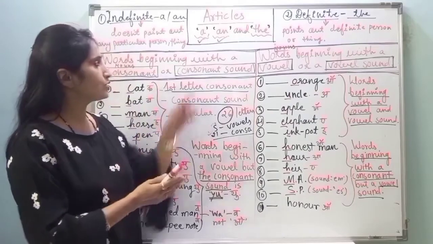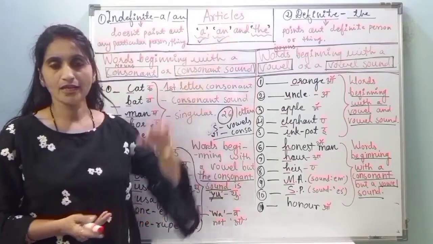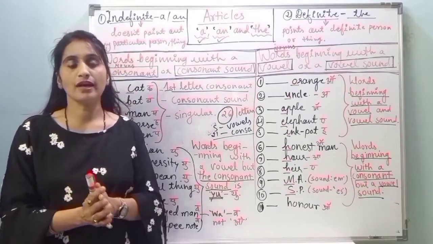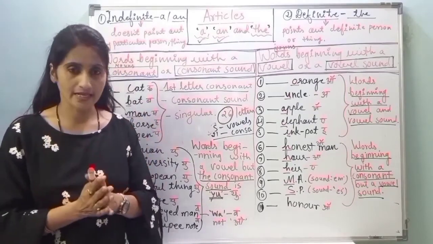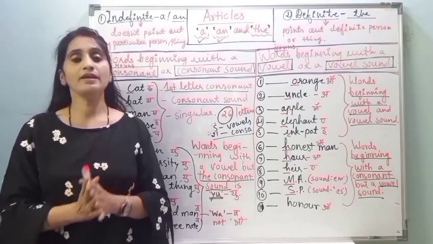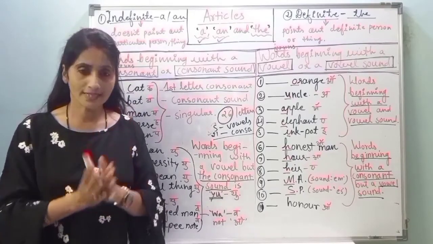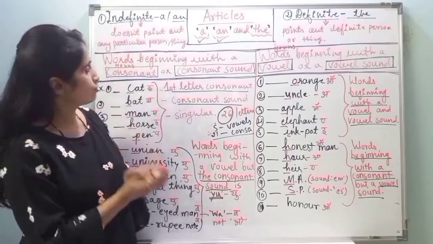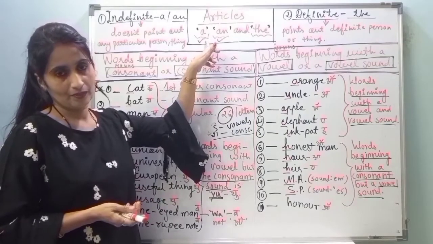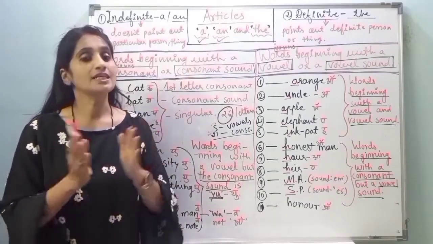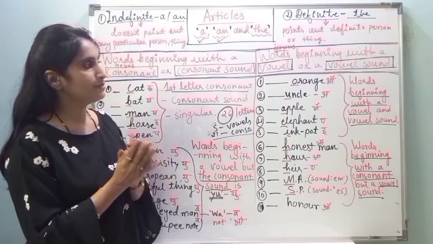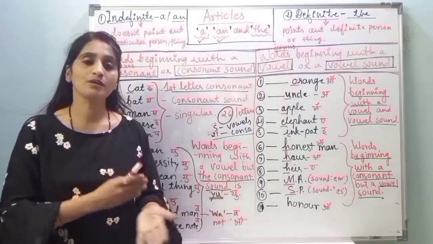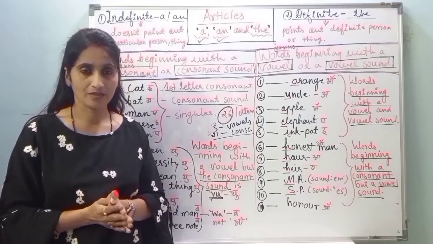Now how to make use of a or an before the nouns? So the first and a very simple rule is that if a noun begins with a consonant and it is singular in number, we should make use of a. And if a noun is singular and it begins with a vowel sound, we have to make use of an.